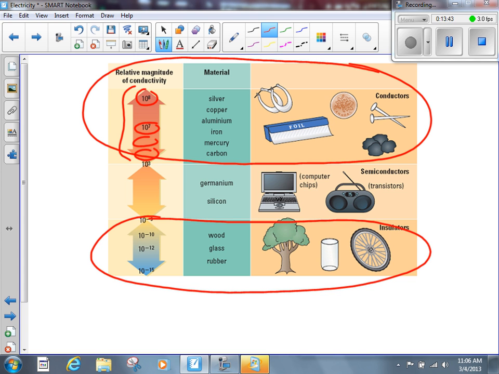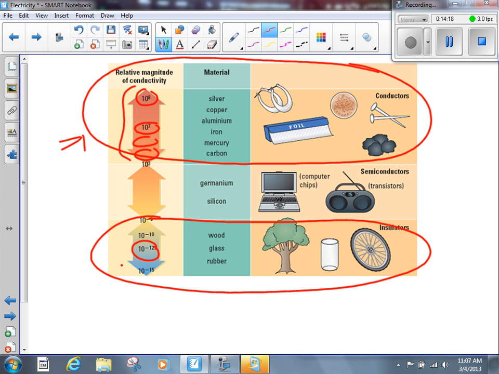These are insulators. They still conduct. Right? Insulators will still conduct to some degree, but you can see the relative magnitude of their conductivity is significantly lower. Look at rubber. It's 10 to the minus 12. Okay, that means that iron, which is 10 to the positive 7, is about 10 to the 19 times better of a conductor than glass is. So they still conduct, but because they have a relative magnitude of conductivity that's so low, they conduct so much worse than these things that we see up here.